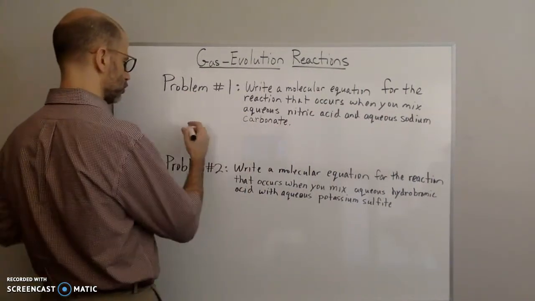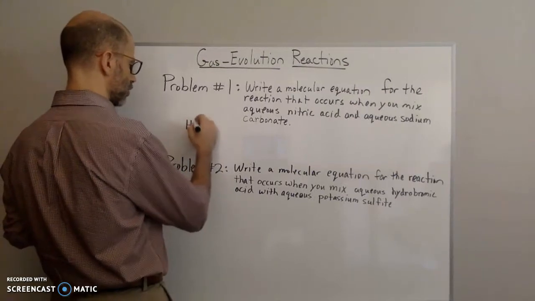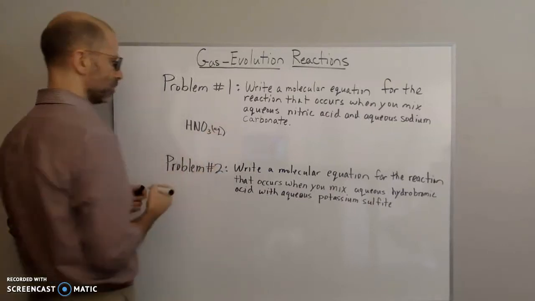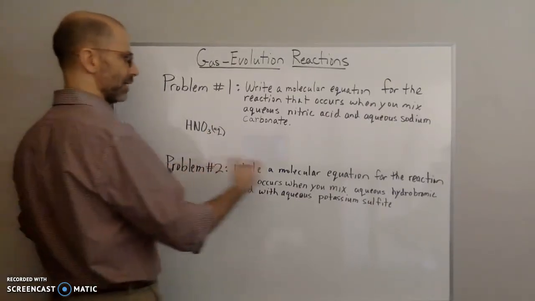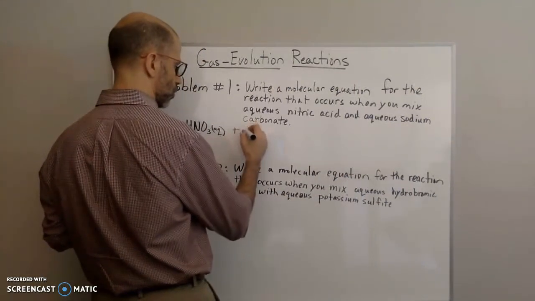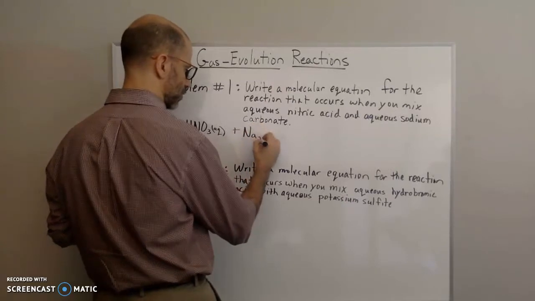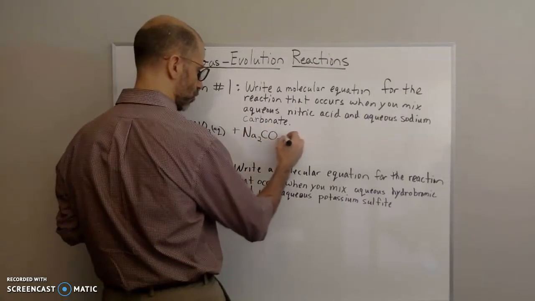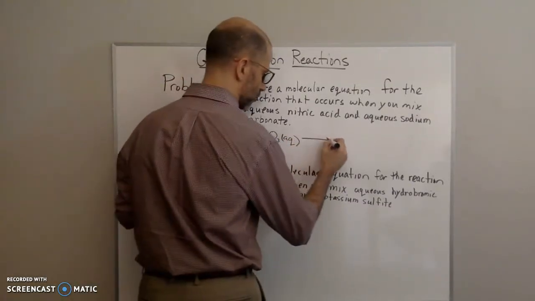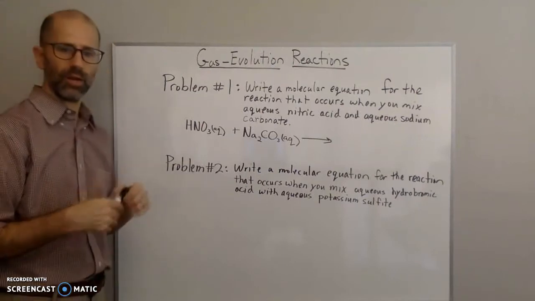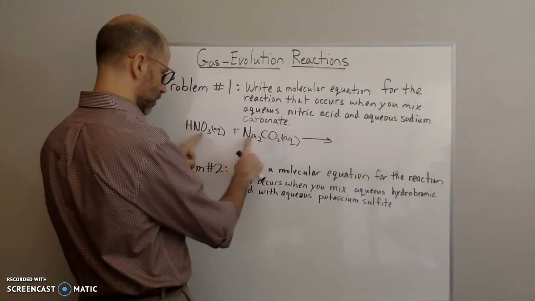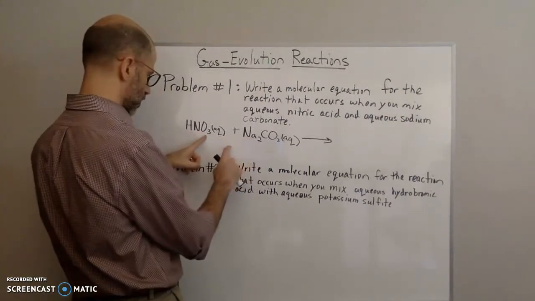Nitric acid, you should know, is HNO3, and that's aqueous. And then you're going to react that with aqueous sodium carbonate, Na2CO3, and that's aqueous. And then we're going to predict our products like we normally do. We're going to take the inside species. We have sodium and nitrate.